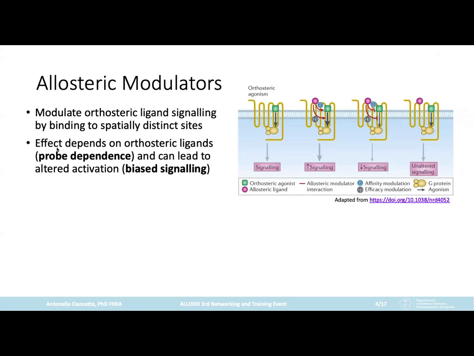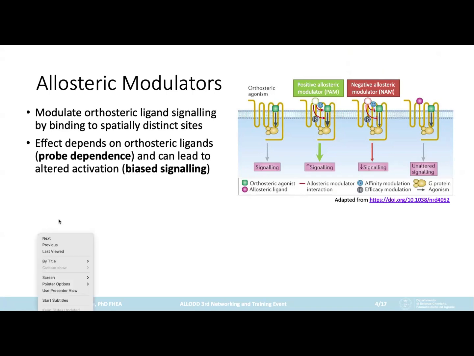These molecules bind at a distinct site. This is less evolutionarily conserved with respect to the orthosteric binding site, and they act by altering the efficacy or the affinity of the orthosteric ligand. And with respect to that, we can have different types of allosteric modulators: positive allosteric modulators, that enhance the signaling of the orthosteric agonist, and negative allosteric modulators that reduce the signaling of the orthosteric agonist, and neutral or silent.